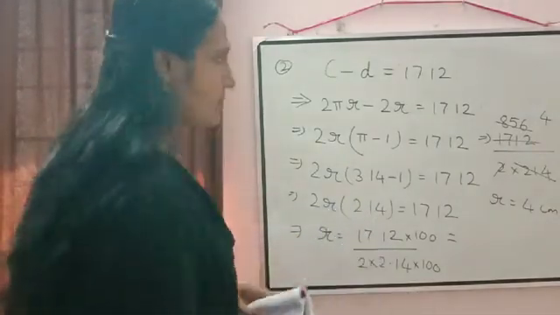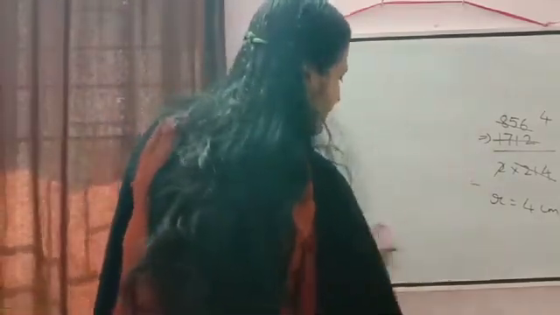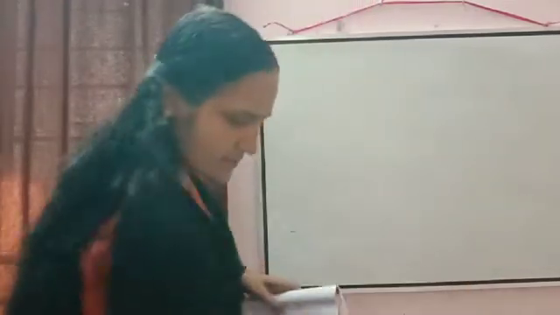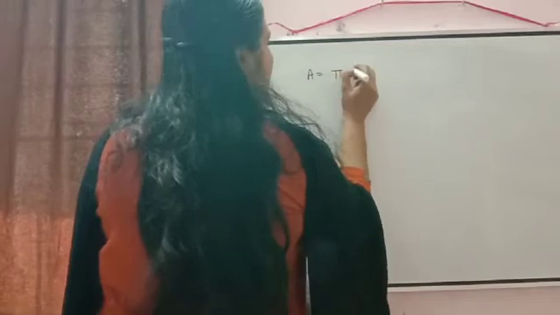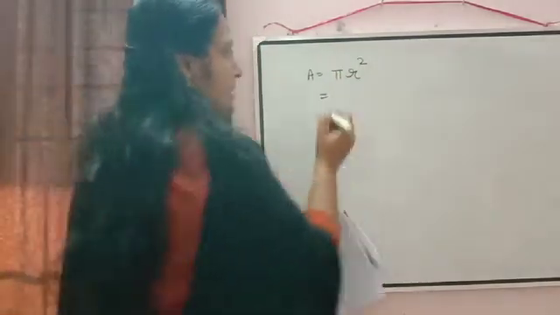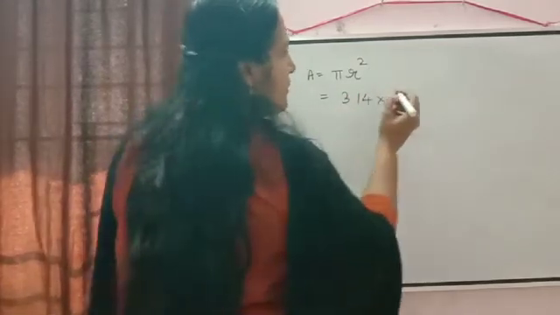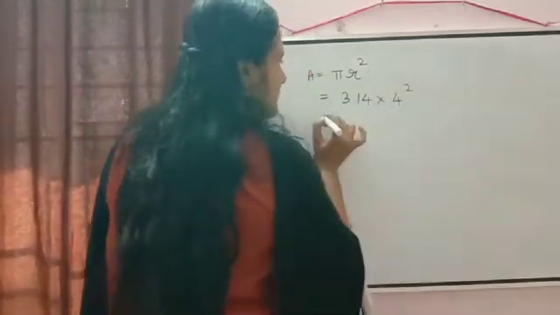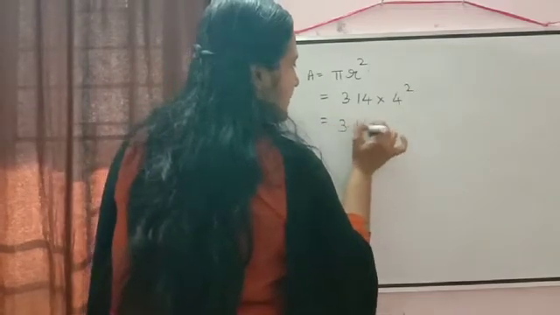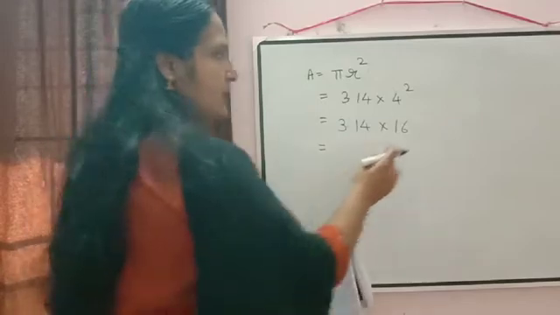Now we have to calculate the area. So write down there, area is equal to pi r square. Already in the question it is given, take pi is equal to 3.14. So 3.14 into 4 square. 4 square is 16. So 3.14 into 16. Just to do the multiplication.